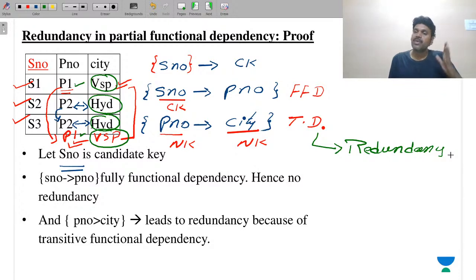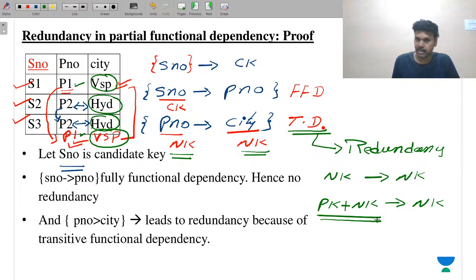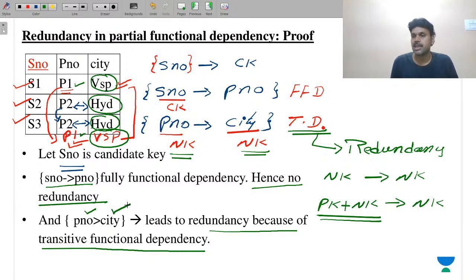Very simple. In PFD, whenever part of key is repeated, non-key should be a repeated value. Here also, whenever the LHS is repeated, then RHS must be repeated, as it is called transitive dependency. What is a transitive dependency, friend? I said that non-key implies non-key. Otherwise, you can take any combination: part of key with non-key implies non-key. This is also transitivity in nature as LHS is not a candidate key. So that point we wrote here. In S number, P number, you don't have any redundancy, but you have redundancy because of transitive functional dependencies in the PNO and city columns.